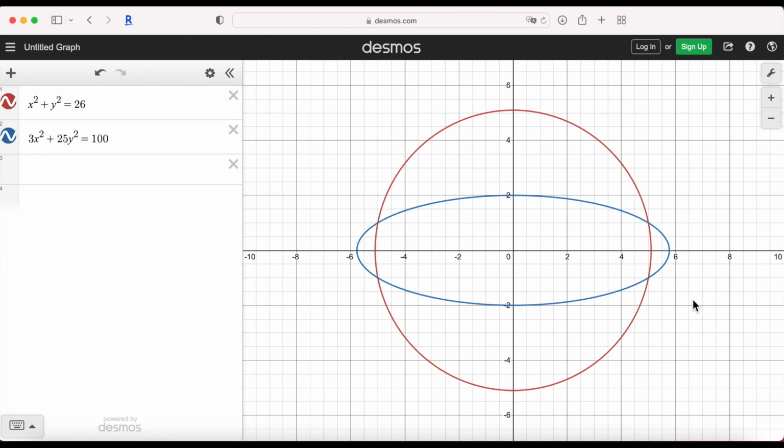My circle and my ellipse are intersecting each other at 4 different points. 1, 2, 3, 4. This point is the point (5, 1). This is (5, negative 1). This is (negative 5, negative 1). And this is (negative 5, 1). And these 4 points are my solutions.